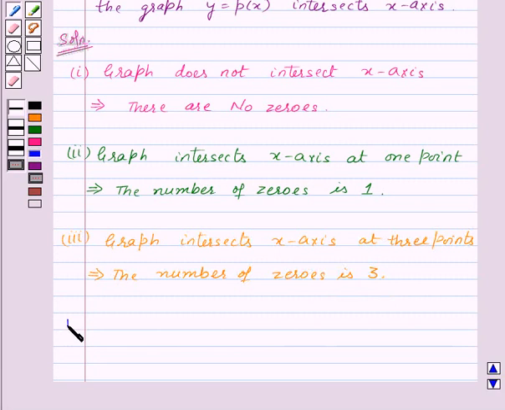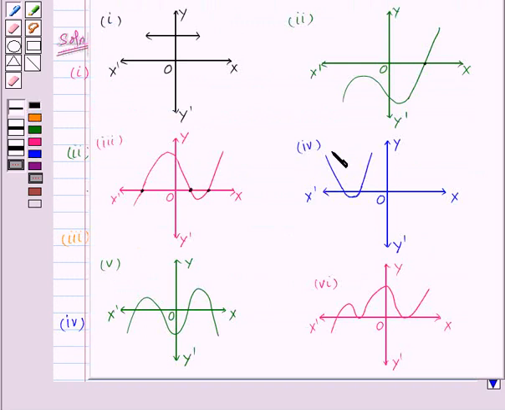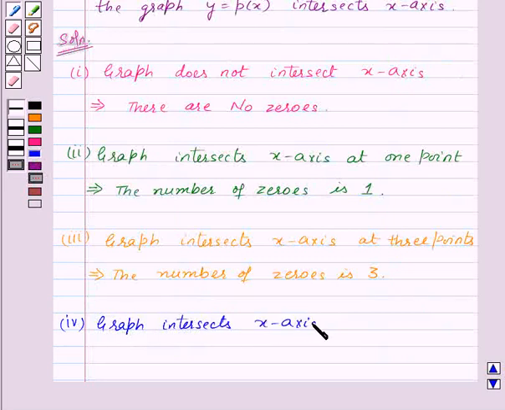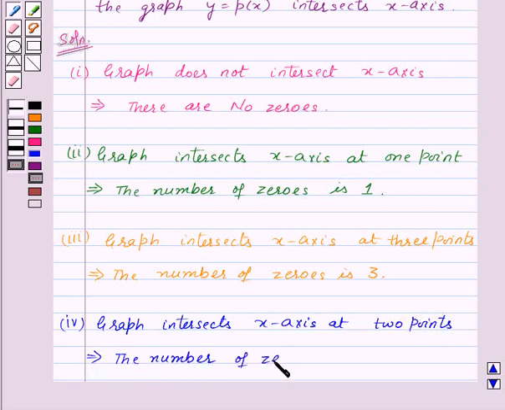Let's see the graph in the fourth part. In this, the graph intersects the x-axis at these 2 points. So, graph intersects x-axis at 2 points. This implies the number of zeros is 2.